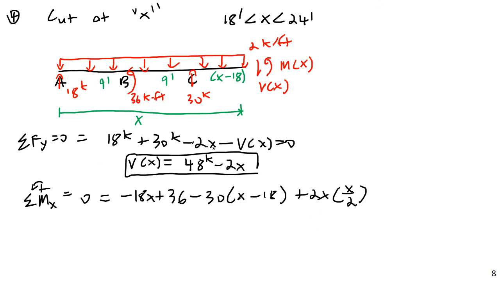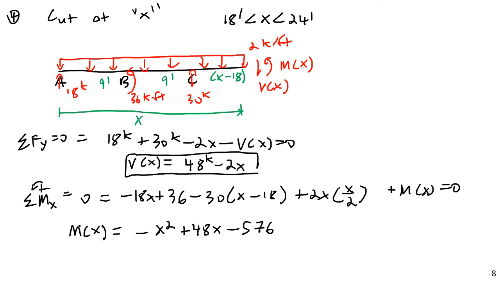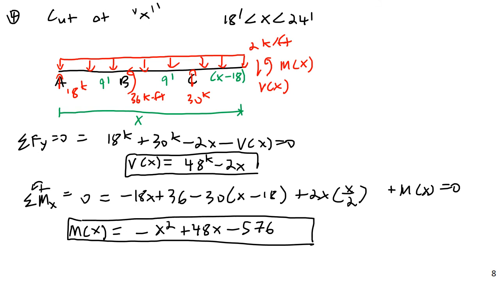And if you go and solve for m of x, oh, and then plus, I actually need plus M of x. All this must equal 0. And if you solve for M as a function of x, you will get that this is equal to negative x squared plus 48x minus 576. Isn't that fun? Joy. Questions on how I got any of this?